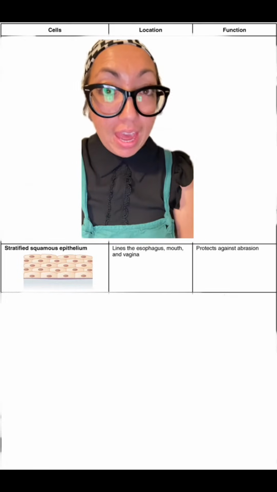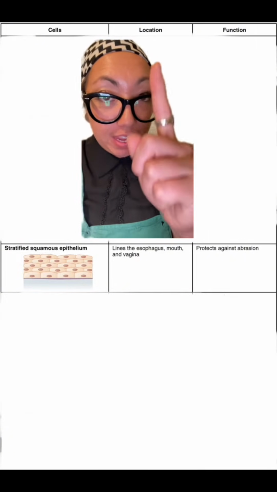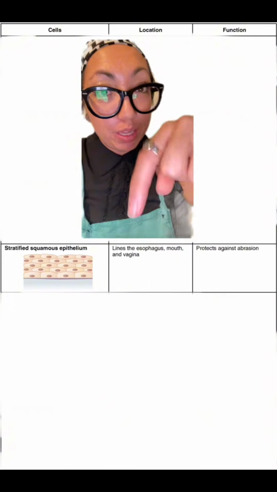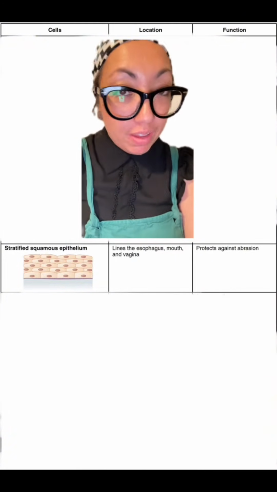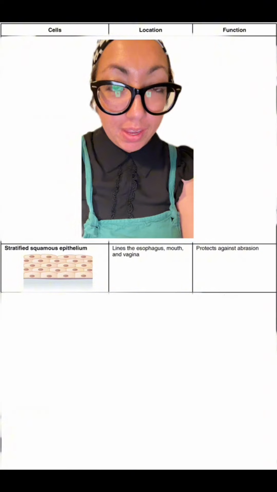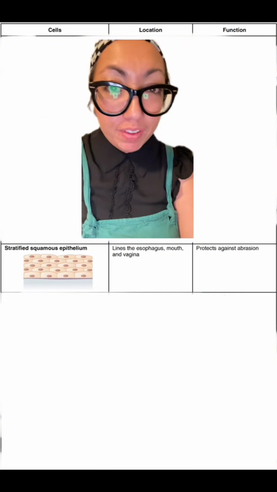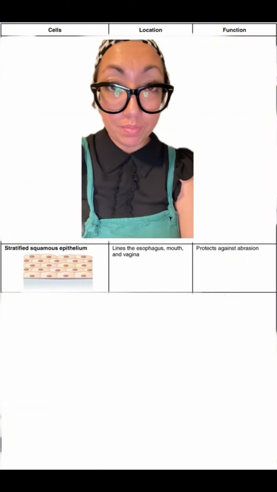Now let's take a look at the location. I kept it up top here. Now let's go down below. We can find stratified squamous epithelium in places like the esophagus, the mouth, and the vagina.